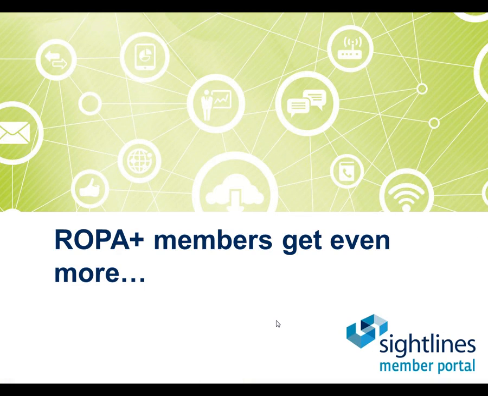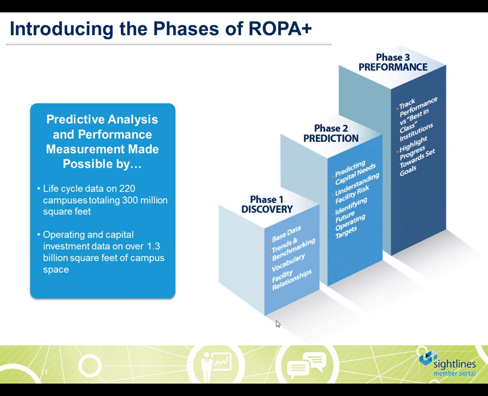So that's for ROPA members. If you're a ROPA Plus member, you get even more. Now, if you're unfamiliar with ROPA Plus, really what we've done is we've developed a three-phased approach. And we have discovery as phase one of ROPA Plus. And really that's where we look at base data, trends, benchmarking, vocabulary, and facilities relationships. For all existing members, you've already gone through the discovery phase of phase one of ROPA Plus.